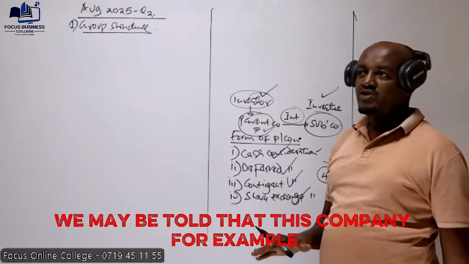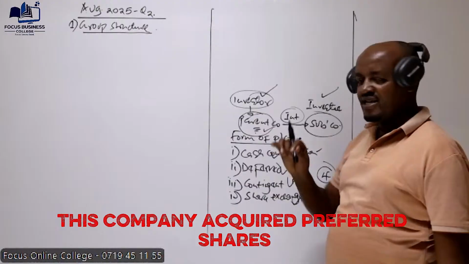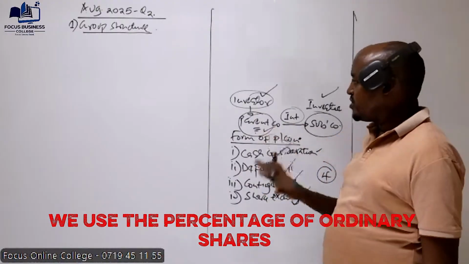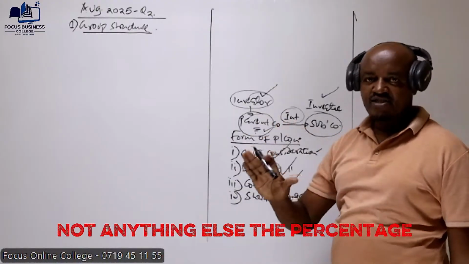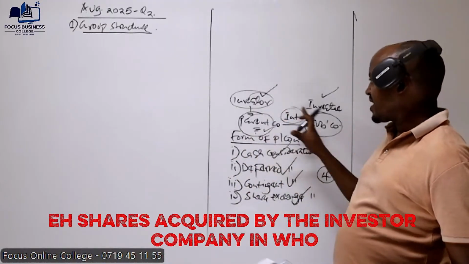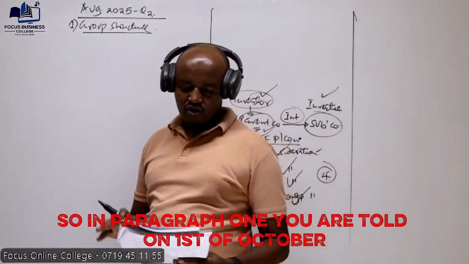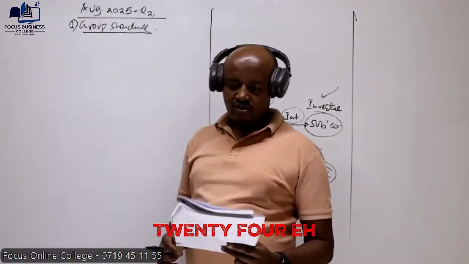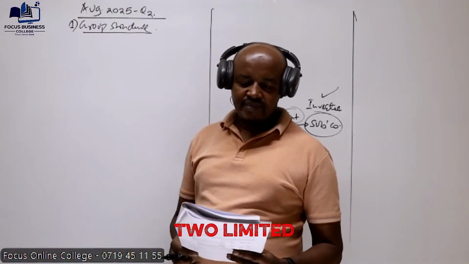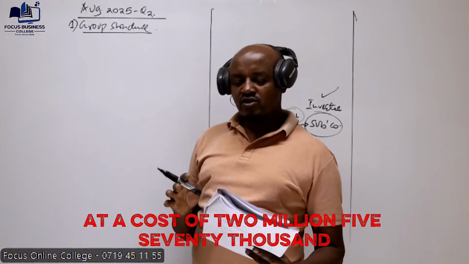We may be told that this company acquired debentures, this company acquired preference shares. In coming up with a group structure, we use the percentage of ordinary shares, not anything else. The percentage shares acquired by the investor company in the investee. So in paragraph 1, we are told on 1st of October 2024, Chui Limited acquired 80% of the ordinary shares of Swara at a cost of 2,570,000.